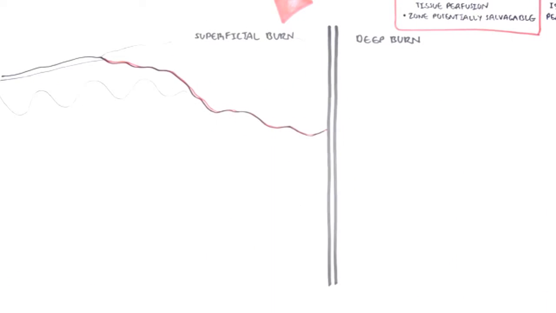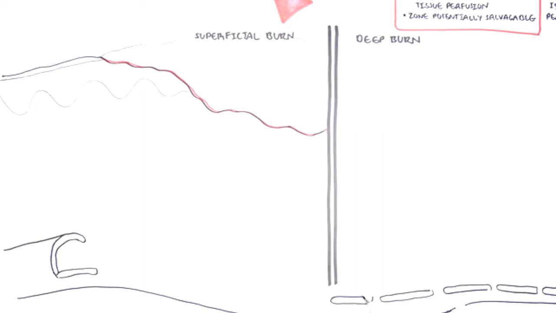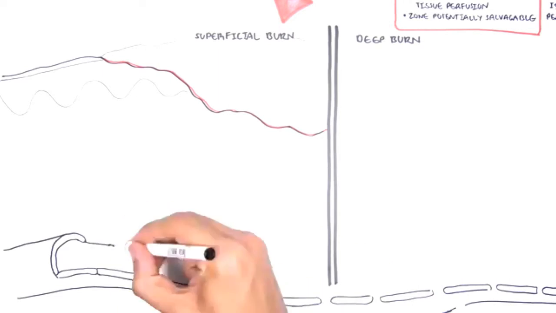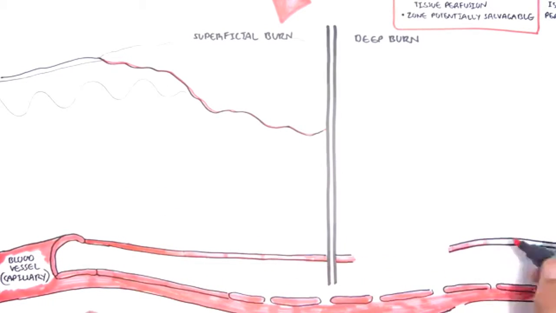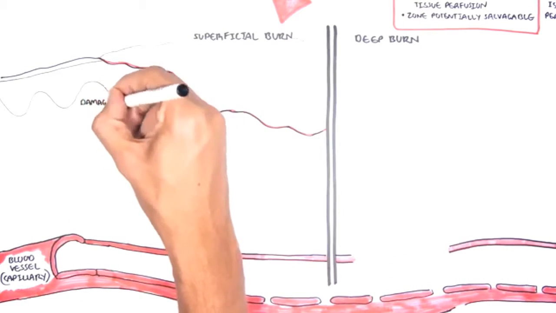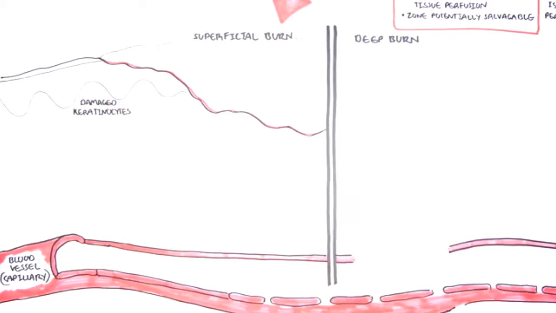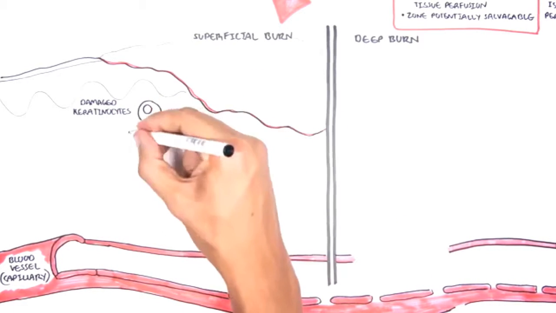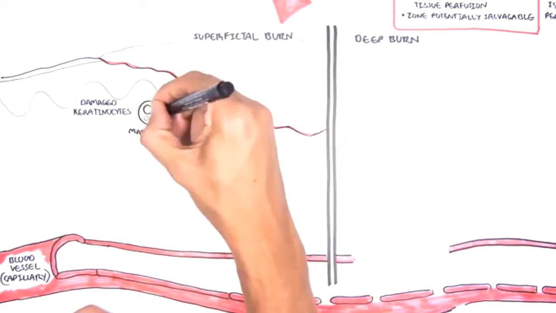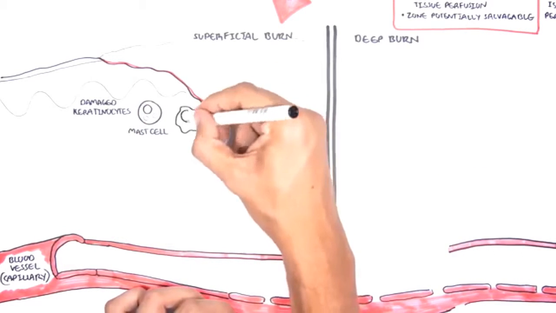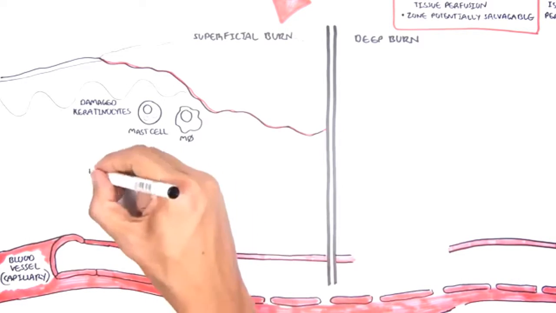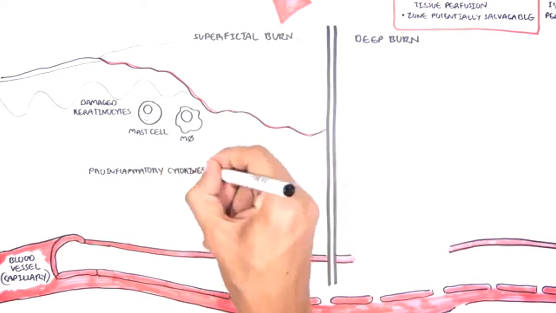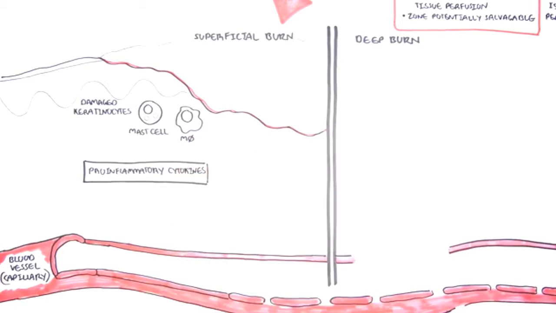If it's a superficial burn, it will cause damage to the epidermis and the upper dermis only, so like the papillary layer of the dermis. Again, you have blood vessels here, capillaries. Superficial burns will damage the keratinocytes, which are your cells in the epidermis, and will also activate an immune response. So it will activate immune cells around the area, such as mast cells and macrophages. The damaged keratinocytes, the mast cells and the macrophages will secrete pro-inflammatory cytokines, triggering an immune response.